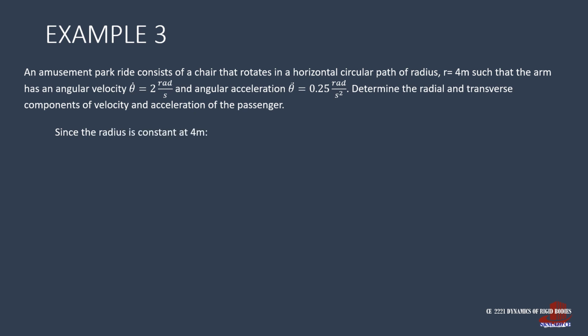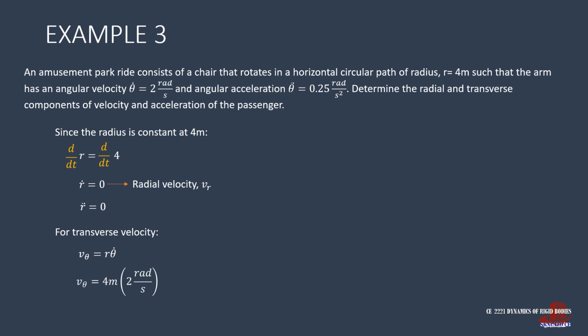Start with the radius equal to 4 meters. If we differentiate radius, we take r dot, and since 4 is a constant, we get r dot equal to 0. R dot is also radial velocity v sub r. Also, r double dot is taken as 0. For transverse velocity v theta, we use r times theta dot, and by simply plugging in the given parameters, we get 4 times 2, or that is 8 meters per second for the transverse component of velocity.